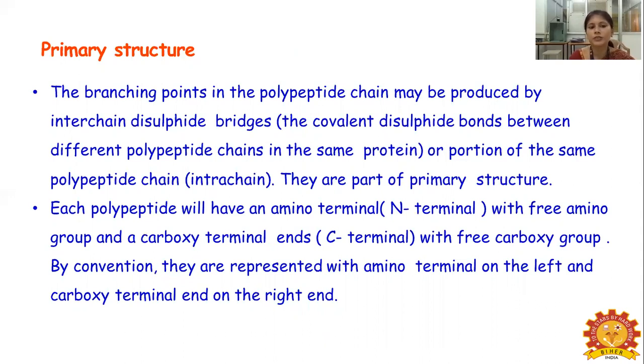Each polypeptide chain will have an amino terminal, called the N-terminal, with a free amino group on the left-hand side, and a carboxyl terminal end, the C-terminal, with a free carboxyl group on the right-hand side. By convention, they are represented with the amino terminal on the left and the carboxyl terminal on the right-hand side.